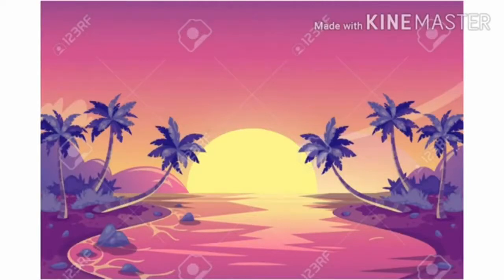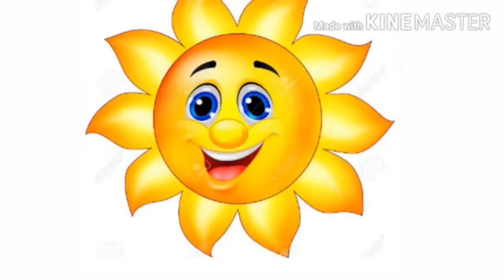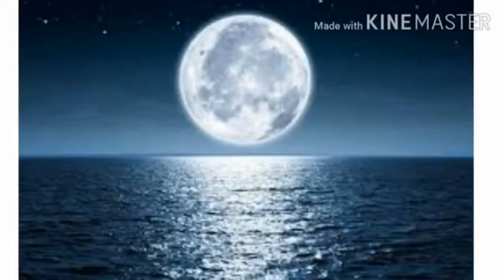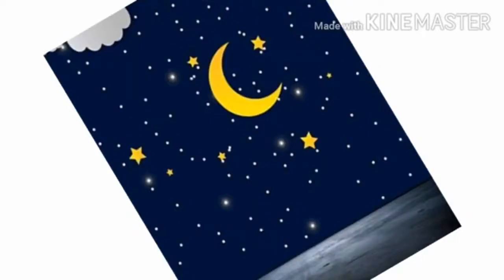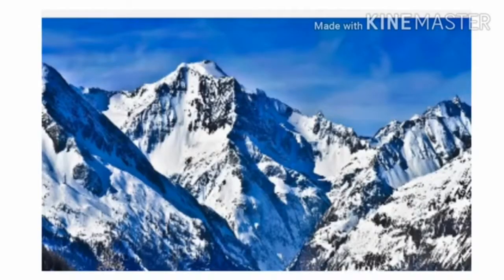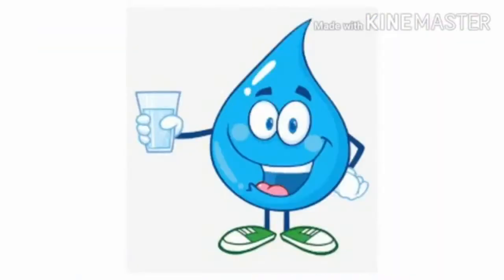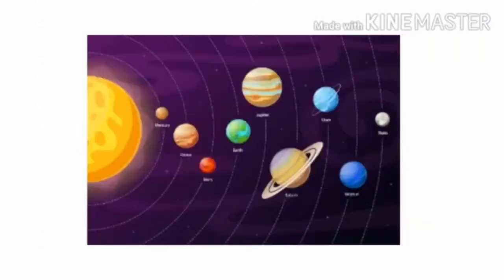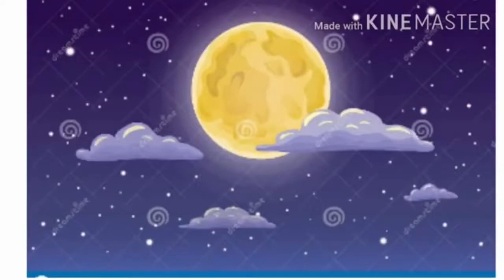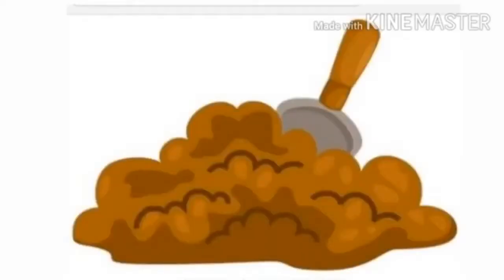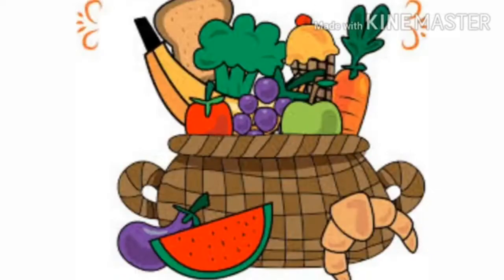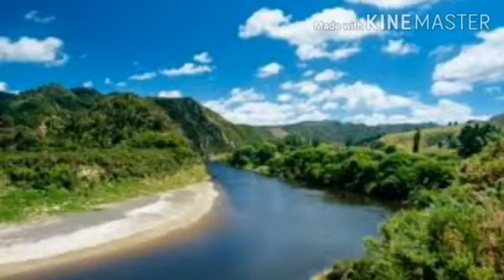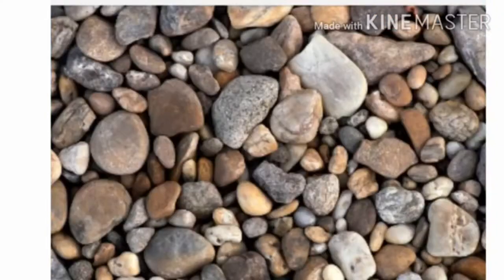For example, sun, moon, stars, mountains, water, rocks, planets, clouds, soil, fruits, vegetables, river and stones are natural things.